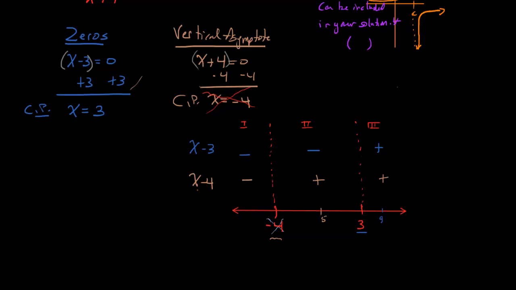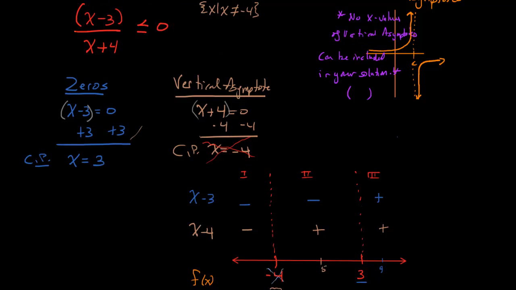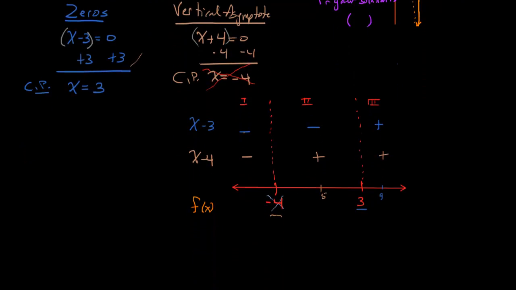So if we want to determine our functional value, notice we are dividing in this problem. So a positive times a positive is the same as a positive divided by a positive. A positive times a negative is the same as a positive divided by a negative. And a negative times a negative is the same as a negative divided by a negative. Those sign rules are consistent no matter if you're multiplying or dividing. So you could say a negative divided by a negative or a negative times a negative. You're still going to get the exact same outcome.